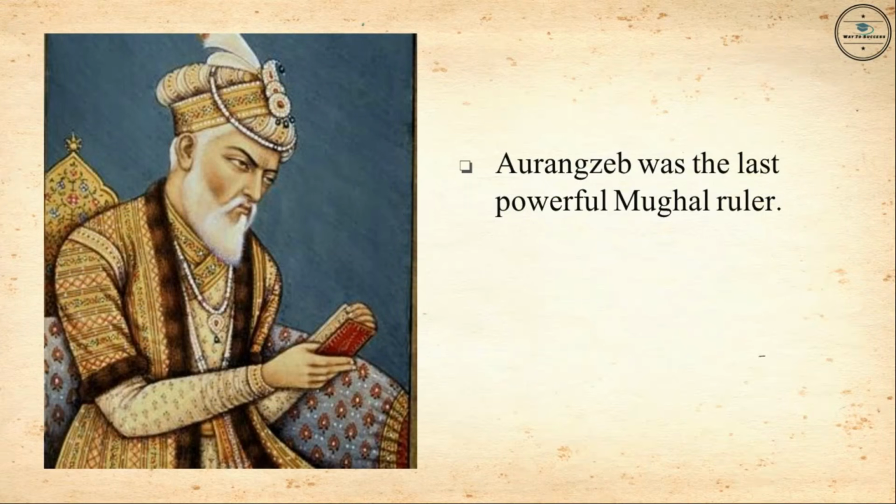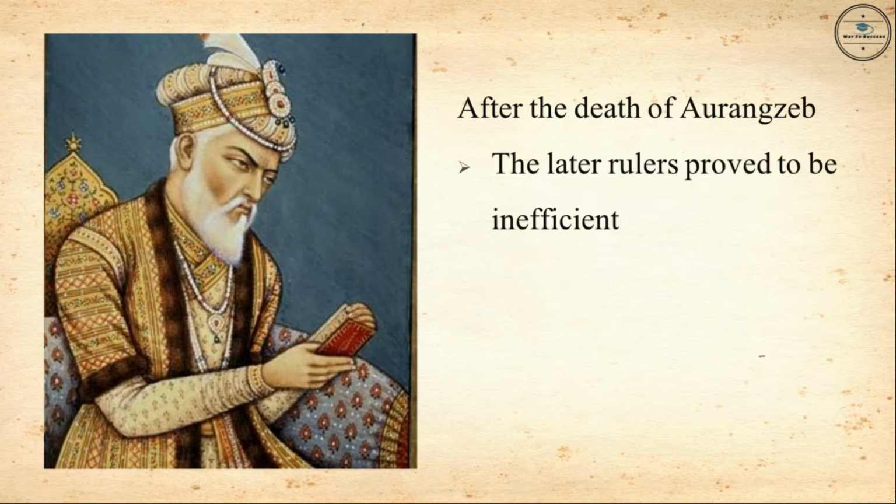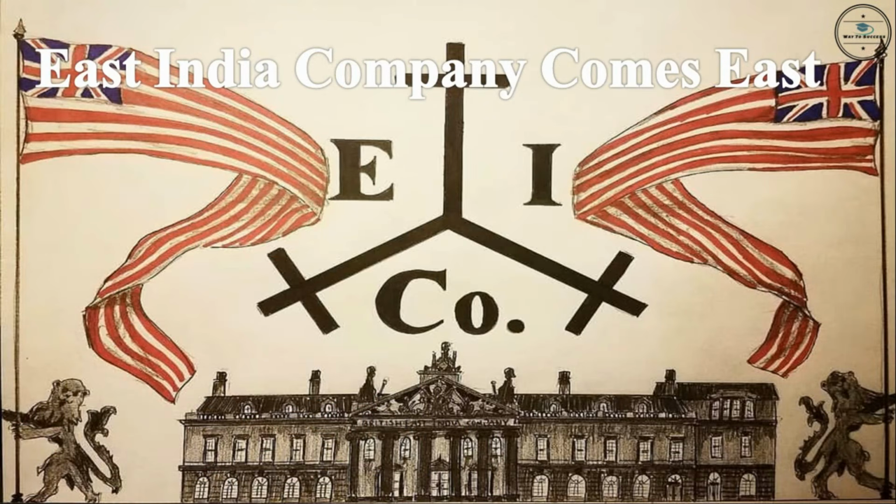Aurangzeb was the last powerful Mughal ruler. After the death of Aurangzeb, the later rulers proved to be inefficient, and foreign powers got the opportunity to establish their rule in India. East India Company comes east.